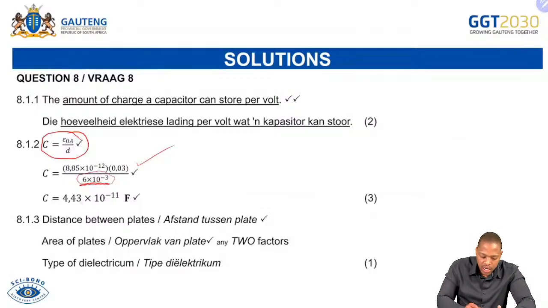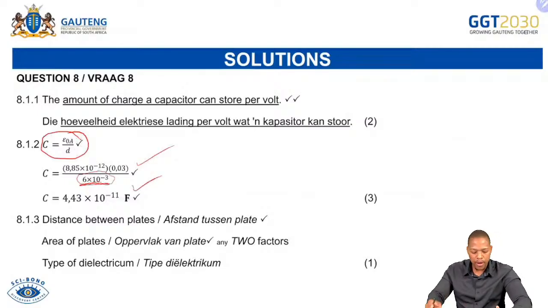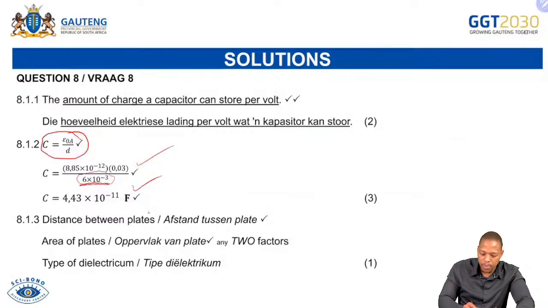Then the correct answer there is 4.43 times 10 to the power negative 11 farads, as we found it to be. And then the factors that can affect the capacitance of a capacitor, they said distance between the plates, yes.